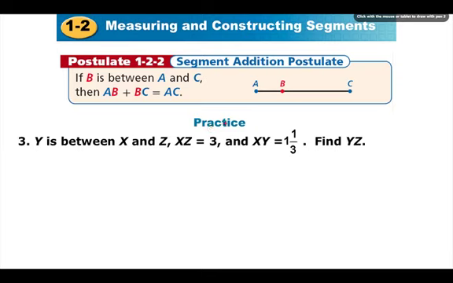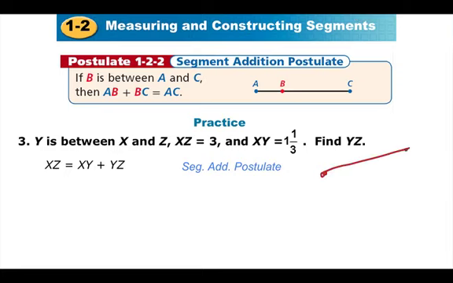Let's do a little bit of practice here. It says Y is between X and Z, and they're giving you this information. XZ is equal to 3, and XY is equal to 1/3. They want you to find YZ. I can draw a picture so you can see this a little bit better. This is a segment. You have X and Z.